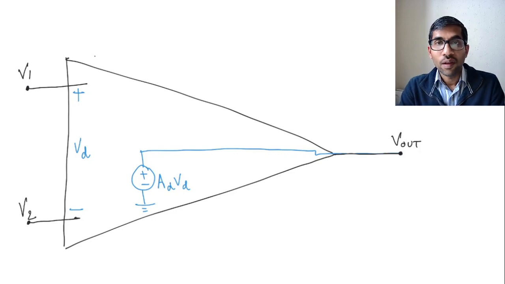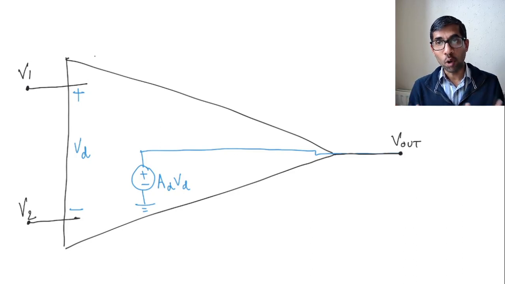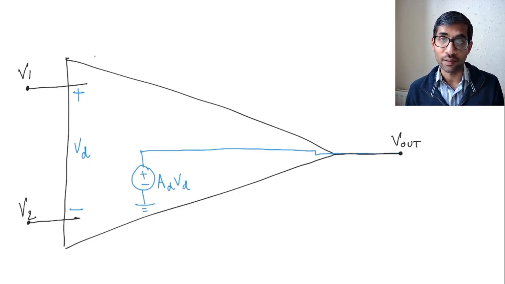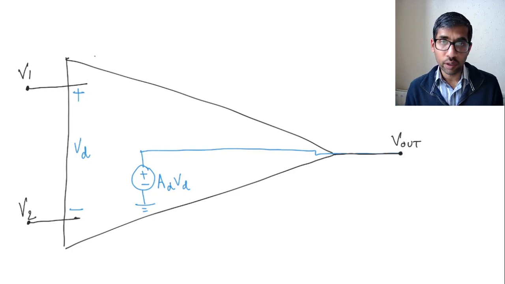Hi. I want to go back to the ideal op-amp model for a moment. The assumptions that we have in an ideal op-amp can be encapsulated by a mathematical or electrical model for the op-amp, and that model is shown on the screen here. Look at this with me.